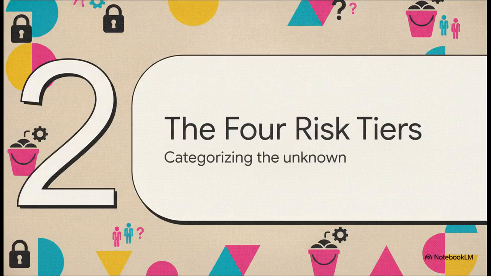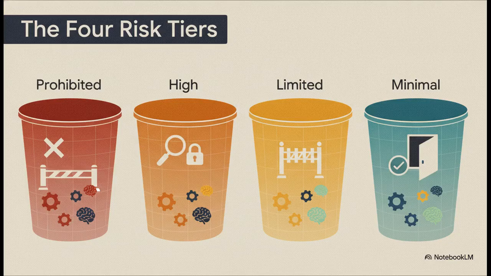Moving on to Section 2, the 4 risk tiers, categorizing the unknown. Categorizing the unknown is exactly how we begin to control it. Today, we will define 4 distinct risk tiers: prohibited, high, limited, and minimal. By forcing every single tool into one of these specific buckets, we instantly know what level of governance is required. Minimal risk means the tool is probably fine to use with just some basic guidelines. Limited risk, that requires some guardrails, maybe a little user training. High risk is where it gets serious. That triggers mandatory vendor reviews, intense security audits, and strict human oversight.